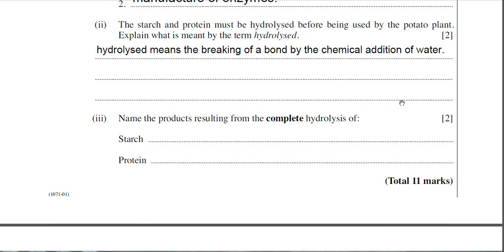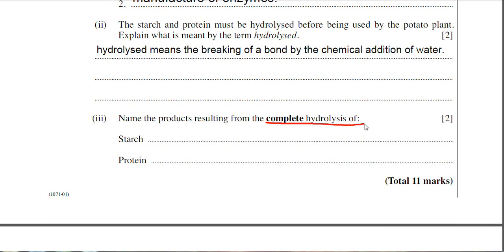Name the products resulting from the complete hydrolysis of starch and protein. Now, what they mean by the complete hydrolysis, okay, they've got the word complete in bold. The complete hydrolysis means breaking down or hydrolyzing starch and protein to its individual monomers. All right, because you could partially break down starch to maltose, maltose being a disaccharide. All right, but that's not the complete hydrolysis of starch, because you are not left with individual monomers.